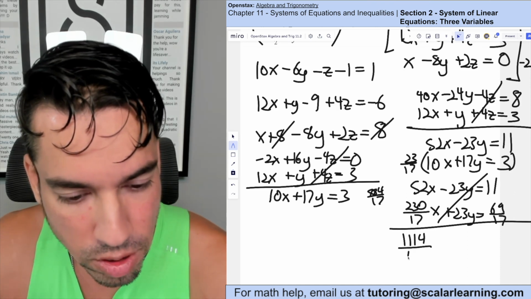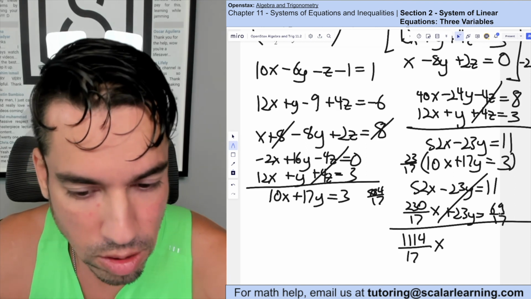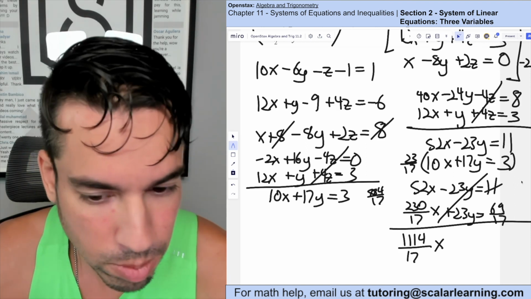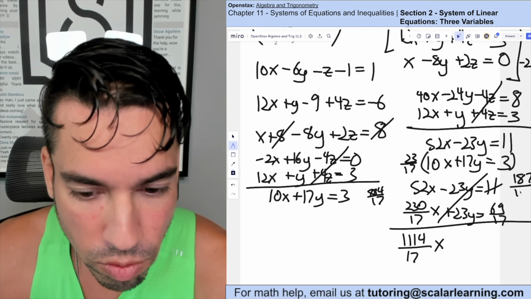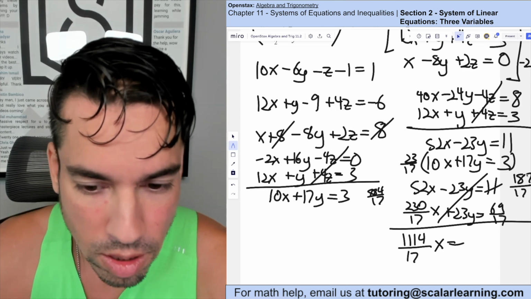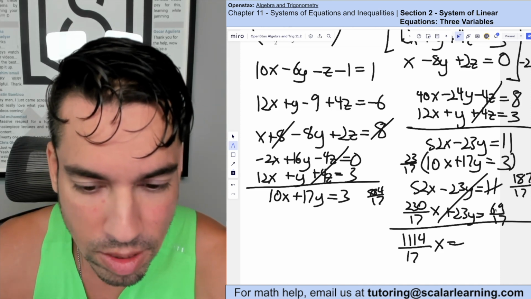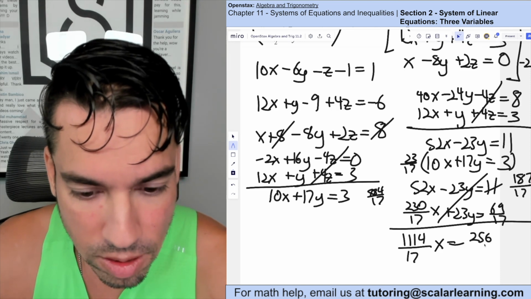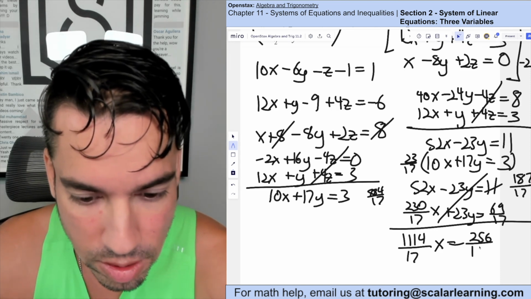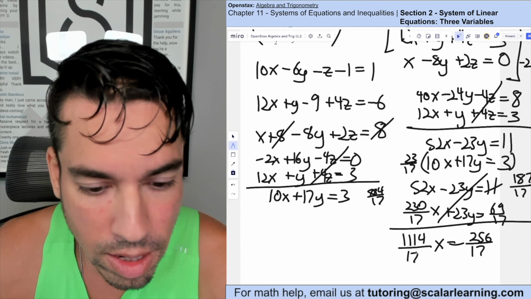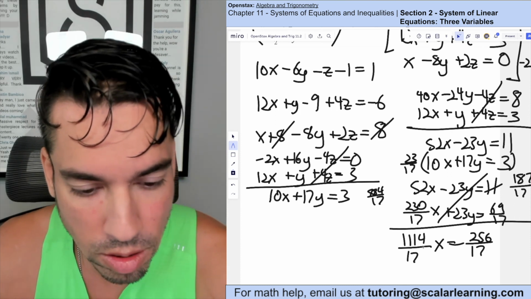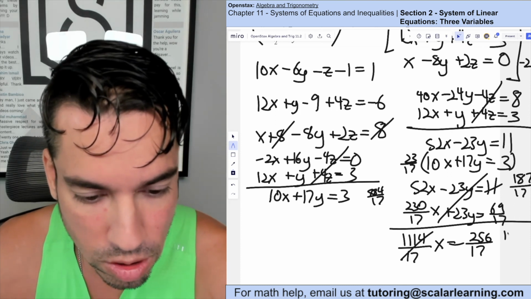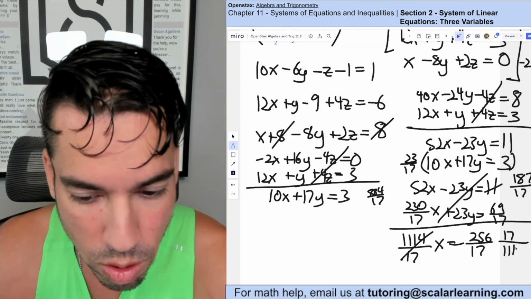1114 over 17x. Those cancel out, equals, and by the way, 11 becomes 187 over 17. So that equals this plus this, 187 plus 69. That's 256 over 17. Yikes. Okay, and then last but not least, to solve for x, we're going to multiply by the reciprocal of this, which is 17 over 1114.